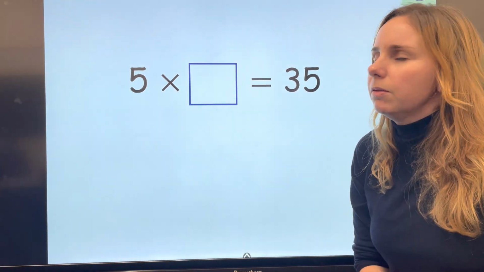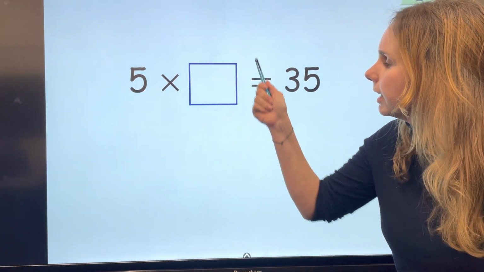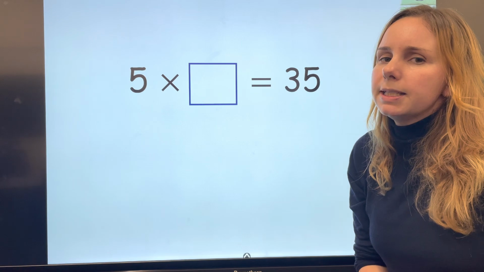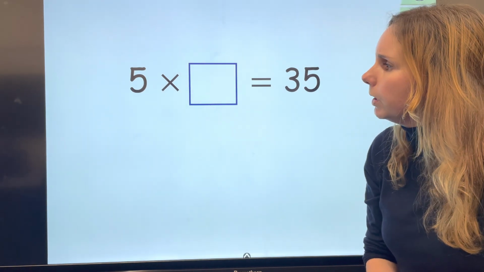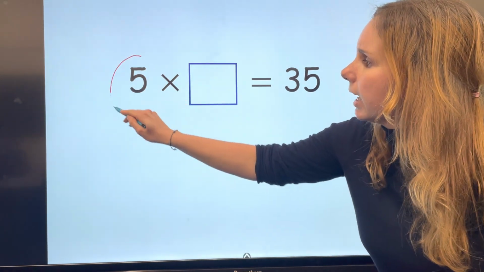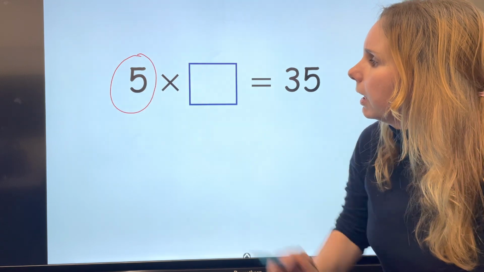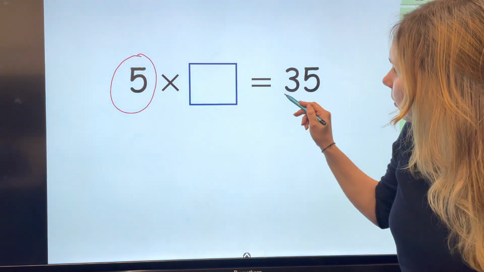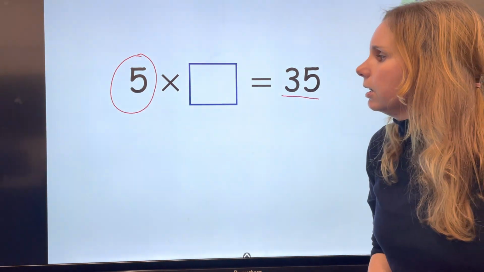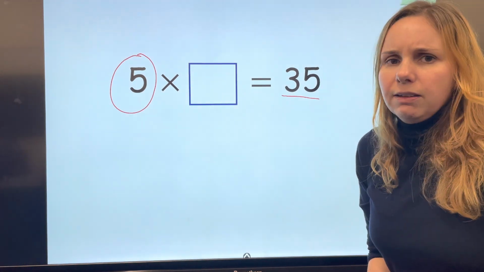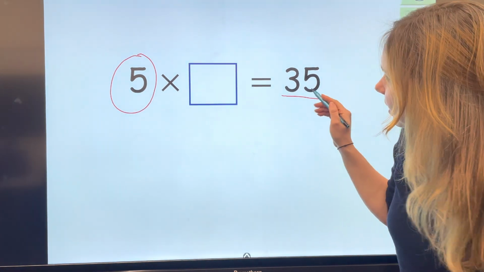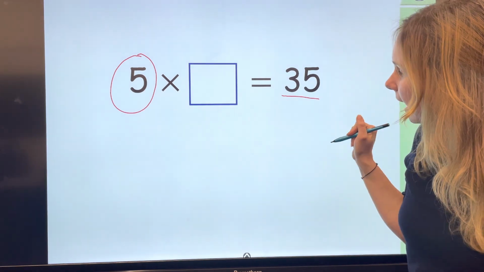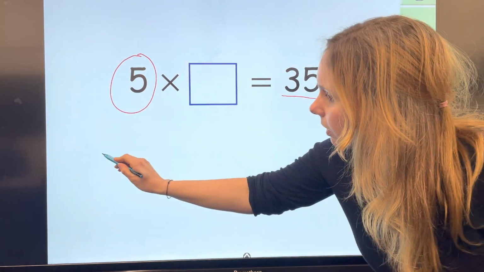Right, have a go with this one. It caught us out a little bit yesterday with missing numbers. How could you work this out? What do we know? Let's have a look. Well, we know we are counting in 5s because we're multiplying with 5, and I know the answer's 35. So I'm going to count in 5s until I get to 35.